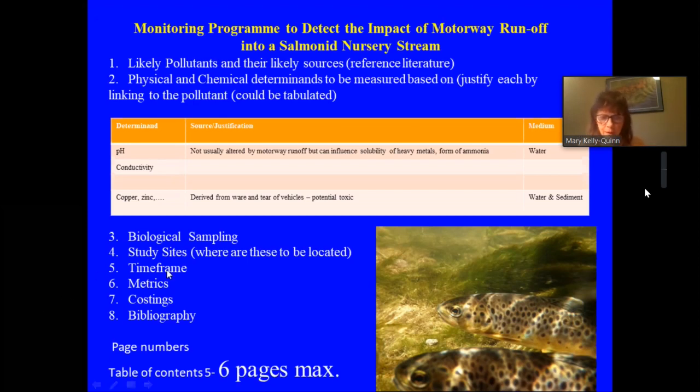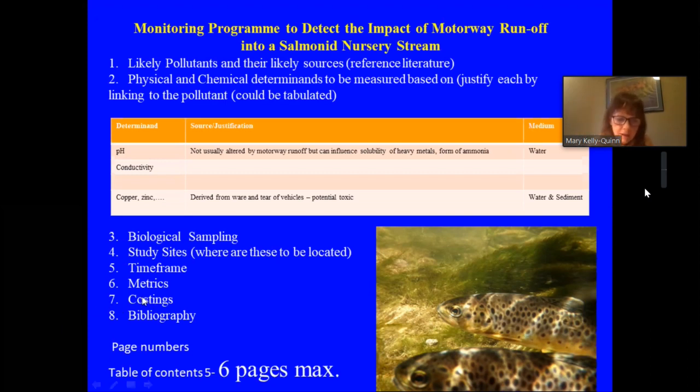Time frame, in other words, when are samples going to be collected? So here you put in a table indicating when the invertebrates are collected and so on. But I'm going to cover those in a moment. Then the metrics. So how are you going to measure whether there's impact? So things like your Q value, BMWP, EPT, but then what metrics do we use for fish? What metrics do we use for macrophytes or phytobenthos?